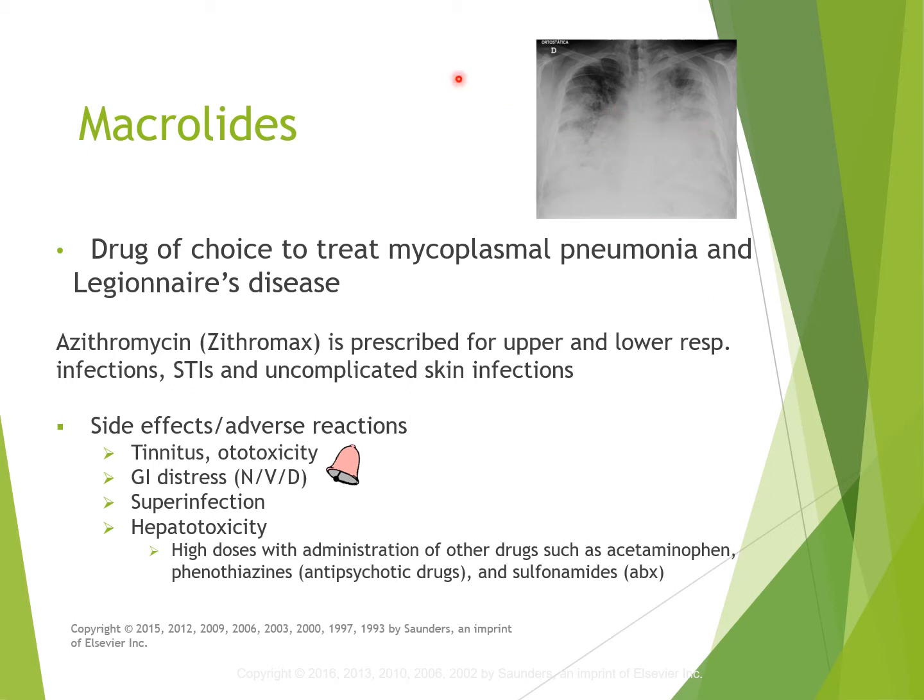Okay, so this family of drugs are the gold standard for treating mycoplasmal pneumonia and Legionnaire's disease. So if you have those two diagnoses, you're probably going to see a macrolide administered. The most popular one is erythromycin. I don't have it listed on here, but you'll see erythromycin ordered to treat those two diseases. You're also going to see azithromycin. Many of you probably have taken azithromycin yourself. The brand name for this one is Z-Pak, if you have an upper respiratory infection or URI.